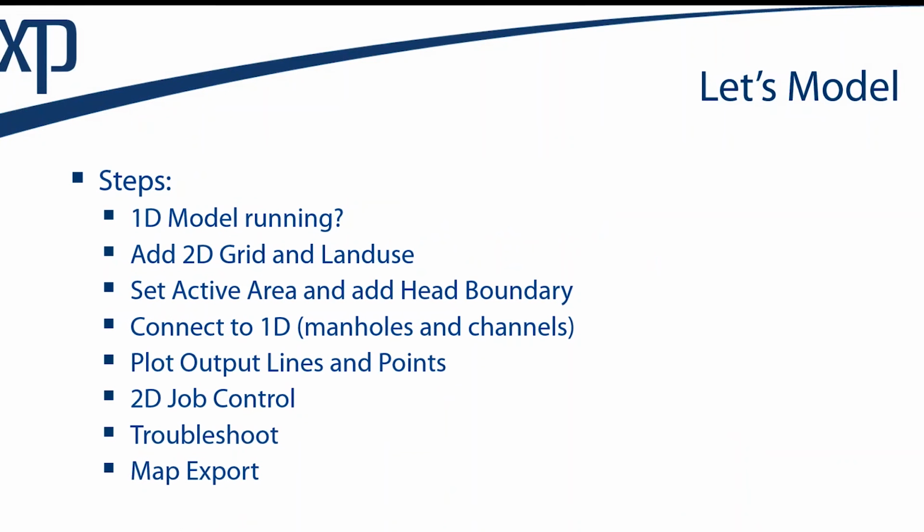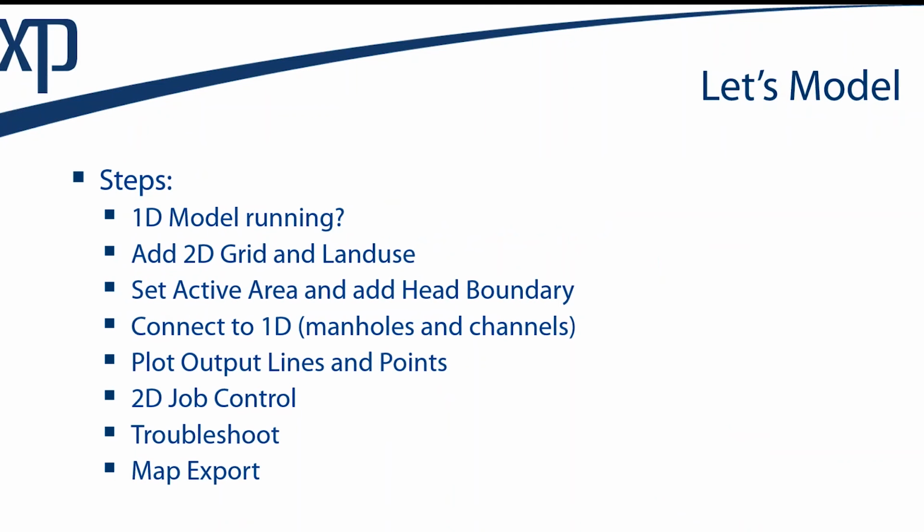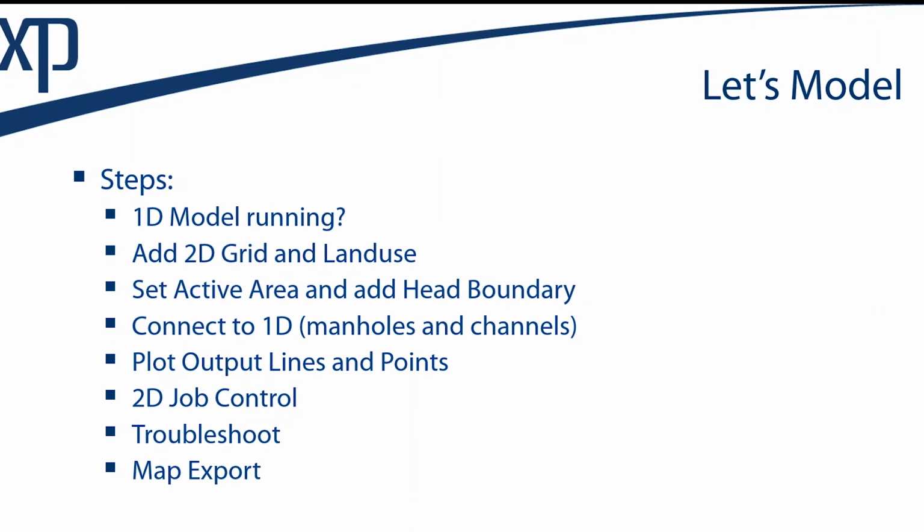So a lot of my webinars are actually going to be live within the software. The steps I'm going to follow is essentially I'm going to start with this 1D model. Is it running? Is there a need for making it a 1D 2D model? And then the steps, I'm going to add a 2D grid and land uses. I'm going to make parts of it active based on where I want to do the 2D computations. I'll add a head boundary on the edge of that to allow water to escape. You know, it's kind of like my outfall.